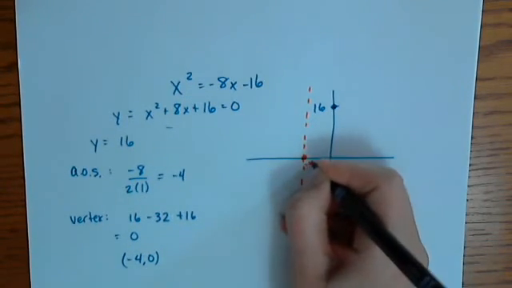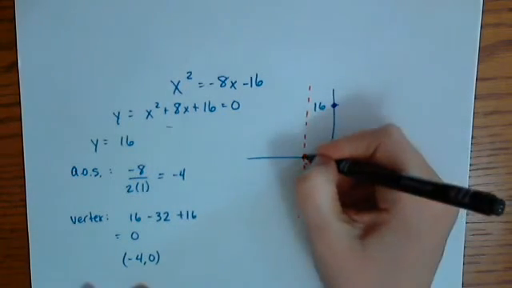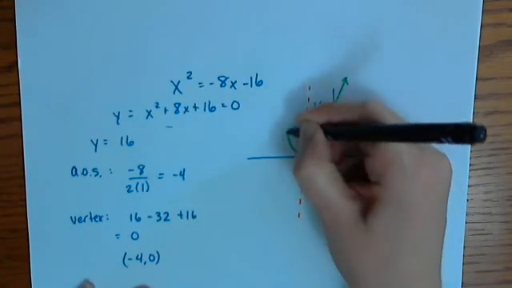Here, let me put a negative 4 there so we remember where that is. It has to go through those points. So it goes through the vertex and it goes through there. It's going to open up.